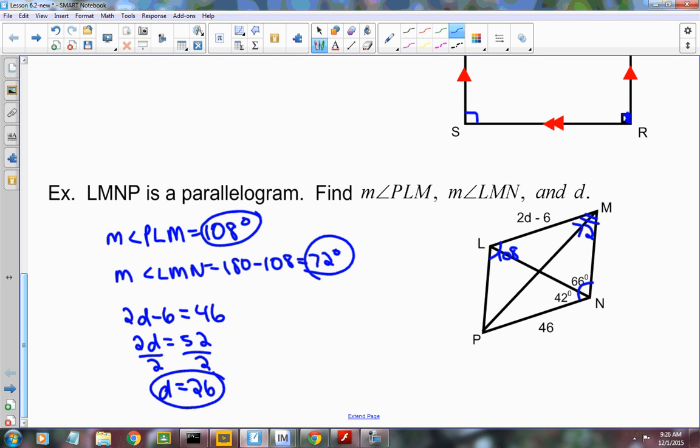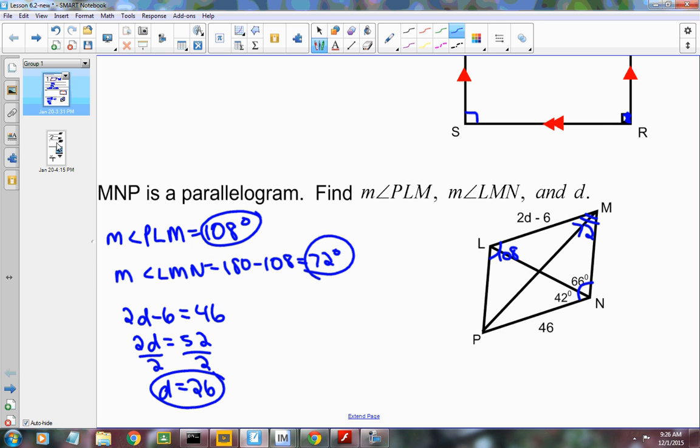Alright, any questions? Okay. Well, we've got some more properties for you.